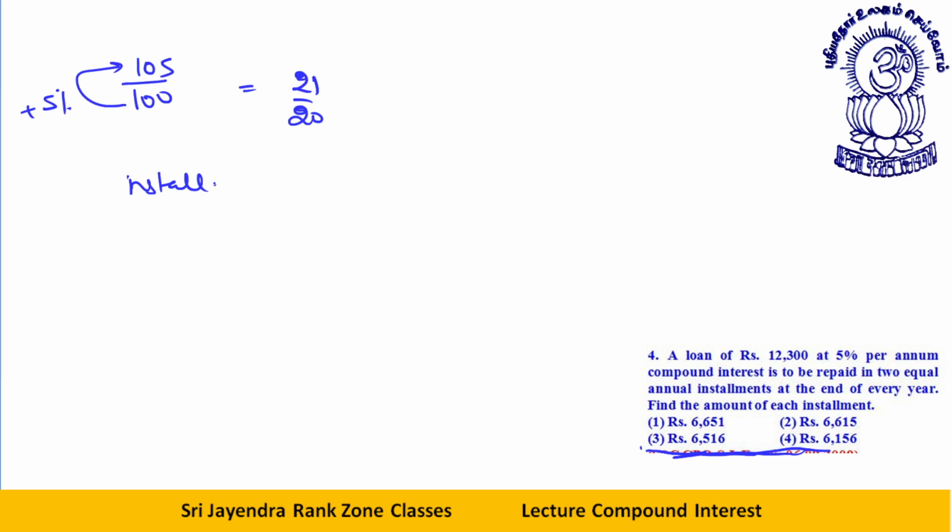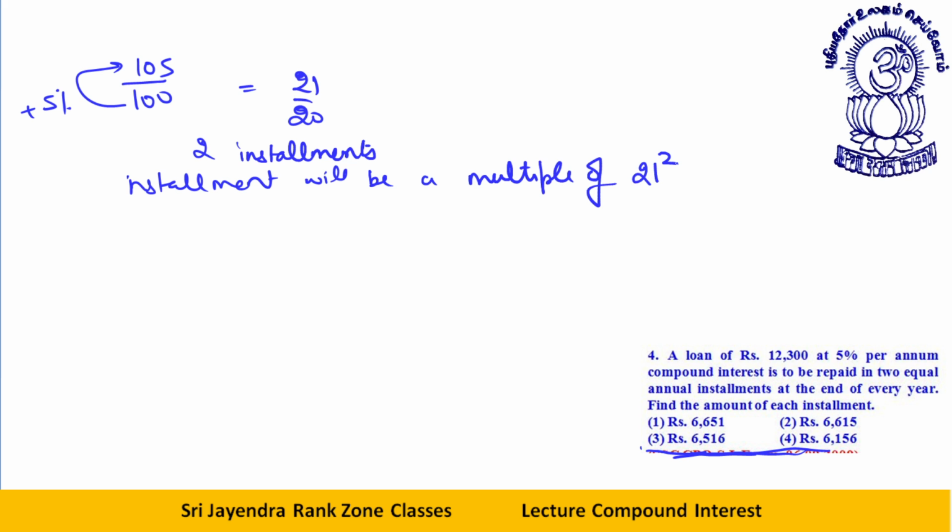There will be two installments. The installment will be a multiple of 21 square, that is 441. Either you can do it this way. Second, 441 is composed like this: it is made up of 3, 7, 21. The number should be divisible by 3 and 7.